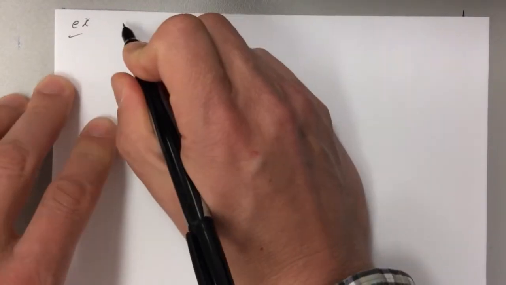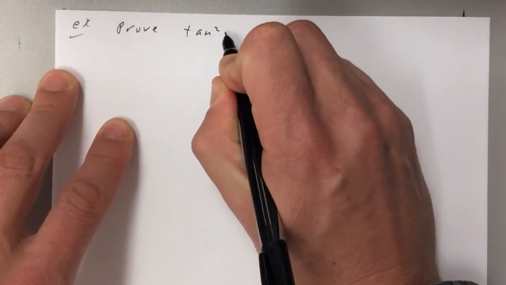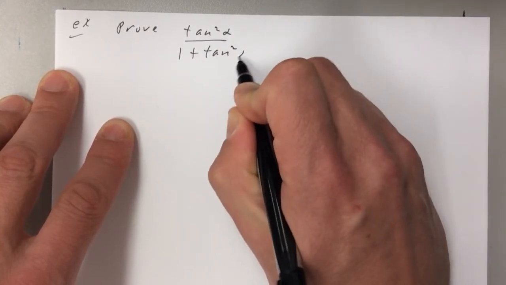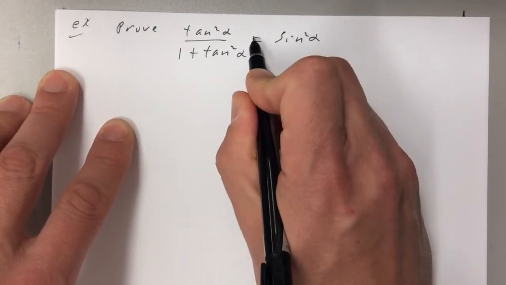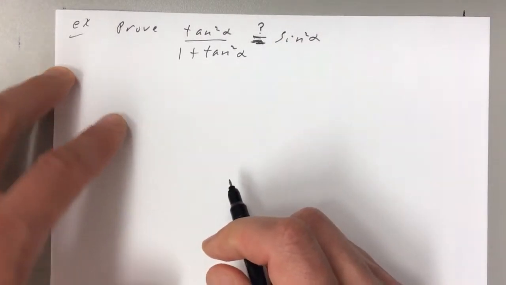Now we're going to look at some examples to prove here. So we'll start off with this one here. How about prove tan squared alpha over 1 plus tan squared alpha equals sine squared alpha. So we want to prove this. We don't know that it's true or not yet, so we can put a question mark over the equal sign if you want. So that's what you want to prove.